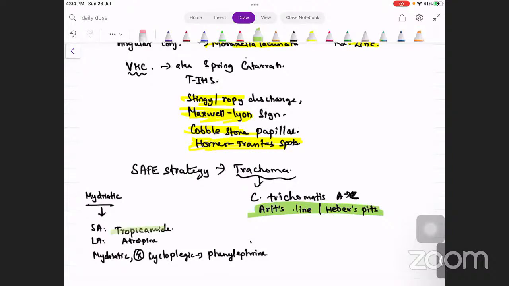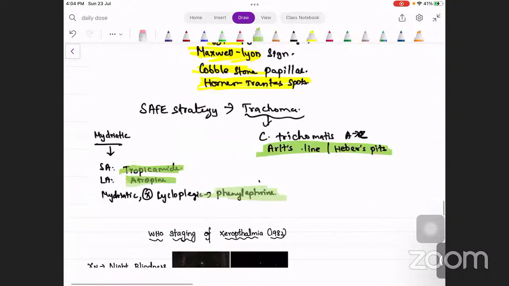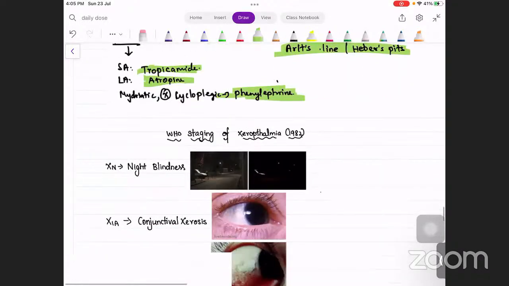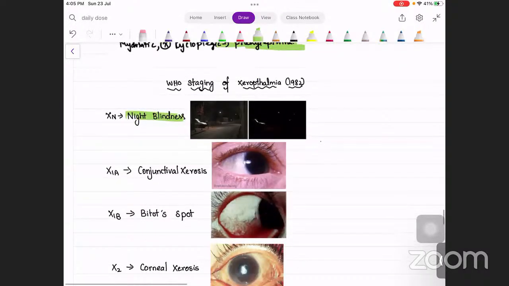Shortest acting mydriatic is tropicamide. Longest acting is atropine. Mydriatic but not cycloplegic is phenylephrine. Then you have the WHO staging of xerophthalmia. XN staging is night blindness, where the patient has this type of vision. X1A is conjunctival xerosis, and Bitot spots are seen in X1B.